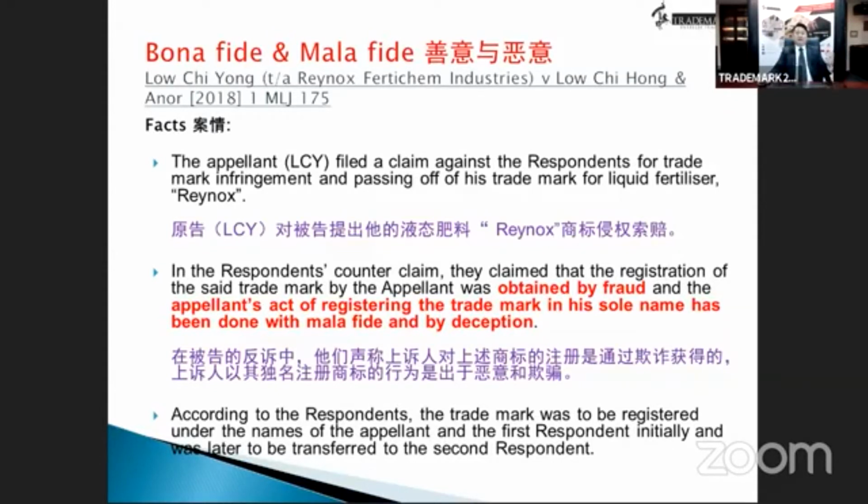And they claim that you, Lo Chi Yong, registered the trademark by obtaining it by fraud. Okay, you registered the trademark in bad faith and by deception. Now, this is what we call bad faith, okay? We are talking about bad faith issues here, all right? And then, according to the respondent through his lawyer during the submissions to the learned judges, the trademark was registered under the name of the appellant first, and then the appellant promised to transfer it to the company, but the appellant didn't do so.